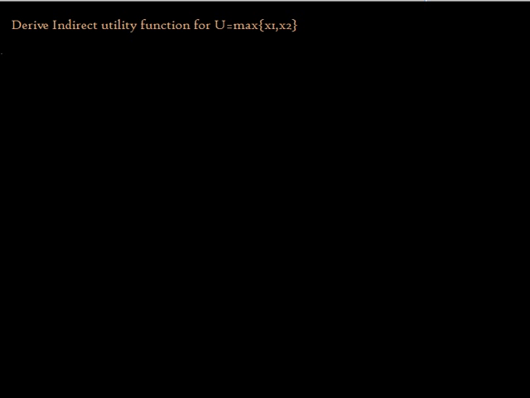So in this question, we're being asked to find the indirect utility function for u equals max of x1, x2. The difference between the direct utility function and the indirect utility function is that the direct utility function is always in terms of direct consumption of commodities, but the indirect utility function is in terms of prices. So this is the main difference.